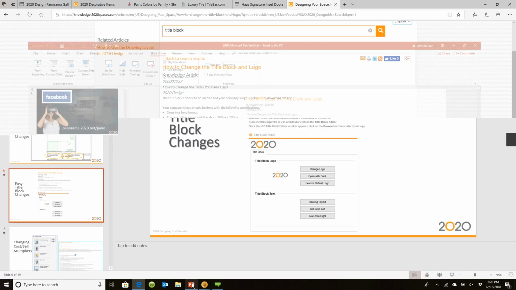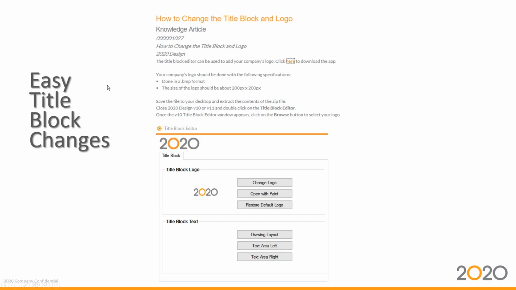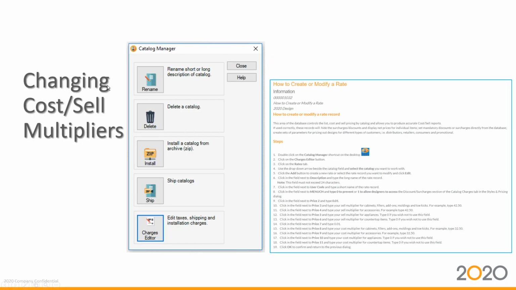So let's pop back in here again. Let's go back over to my PowerPoint and let's start from my slide again. There we go. All right, next. Did you know that you can change the multipliers in your software? Meaning, I can show a customer what it's going to cost to sell the job.